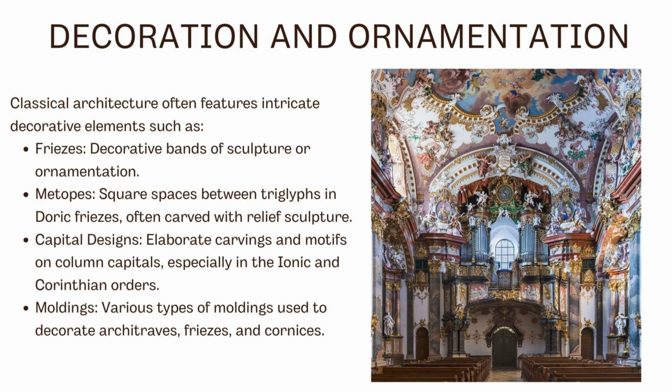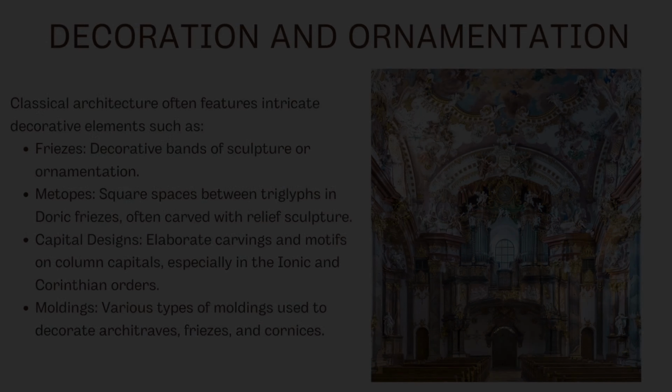Decoration and ornamentation. Classical architecture often features intricate decorative elements such as friezes, metopes, capital designs, and moldings. Friezes are the decorative bands of sculpture or ornamentation. Metopes are the square spaces between triglyphs in Doric friezes, often carved with relief sculpture. Capital designs are the elaborate carvings and motifs on column capitals, especially in the Ionic and Corinthian orders. Moldings are various types of molding used to decorate architraves, friezes, and cornices.